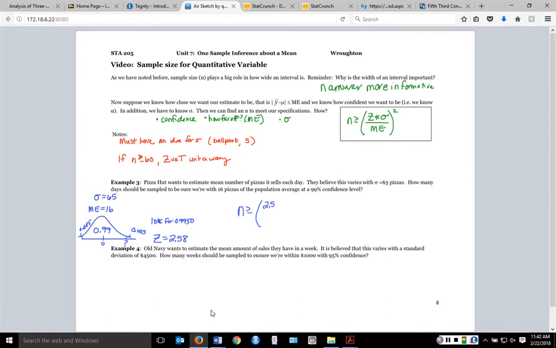So my z is 2.58, my standard deviation is 65, and my margin of error is 16. This gives me 109.86. Remember, we can't sample only part of a day, so I'm going to round this up to 110 days.